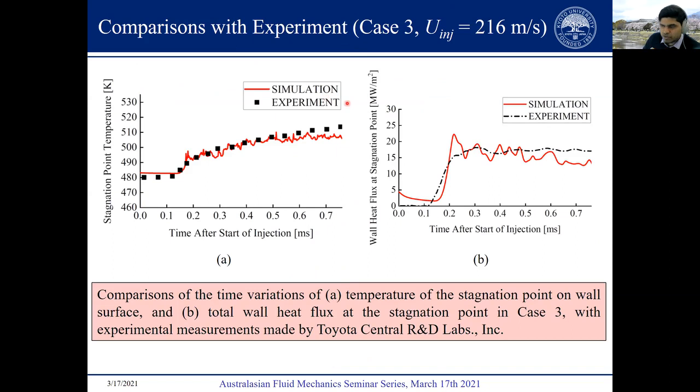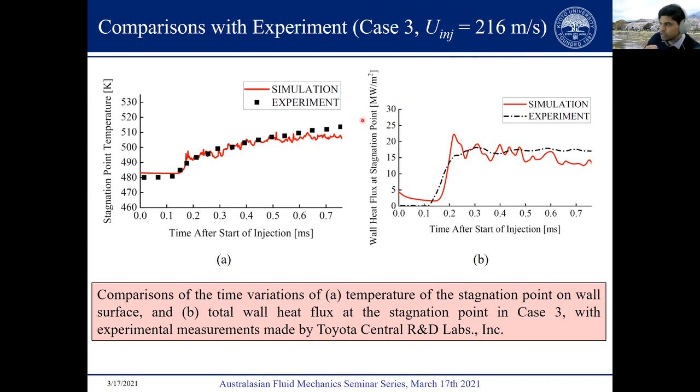Next, we have some more quantitative comparisons. Here I'm showing you two graphs. The left one is the time variation of the temperature of the stagnation point on the wall surface, and the right one is the time variation of the wall heat flux at the same stagnation point. Again, the results are being shown for case 3 only, and they are compared here against the experiment.